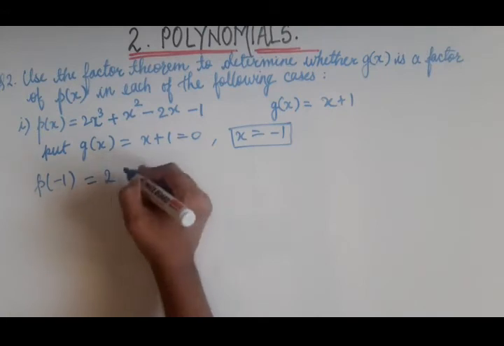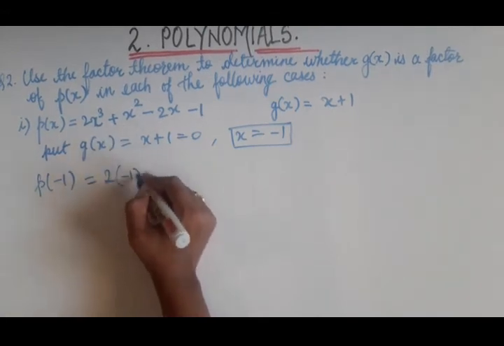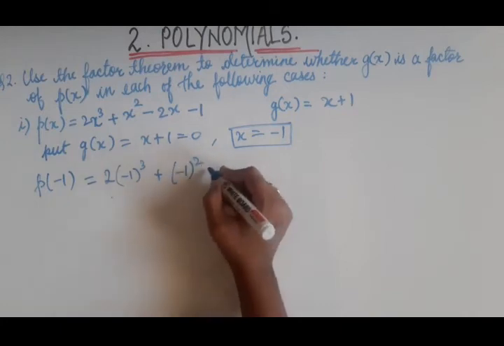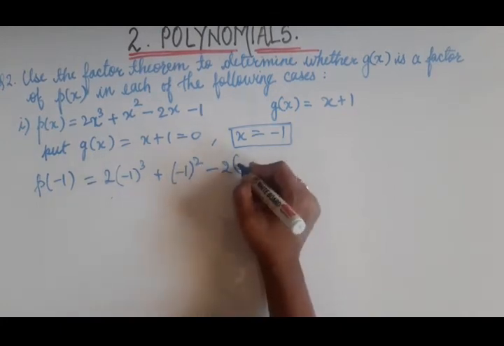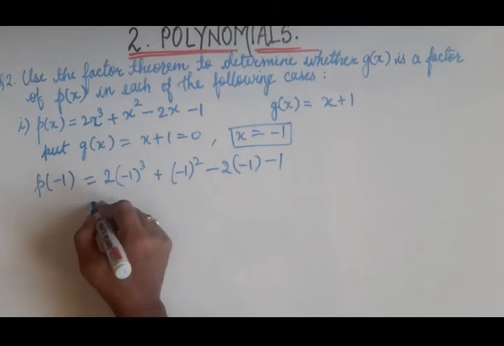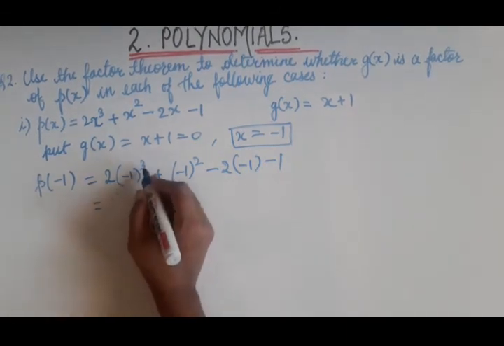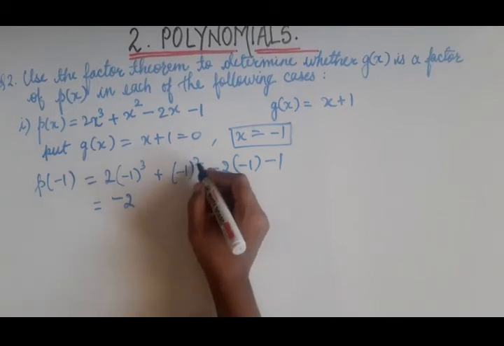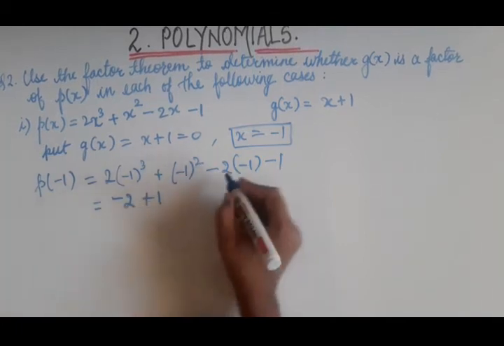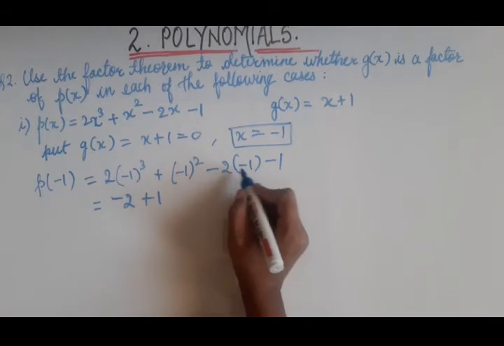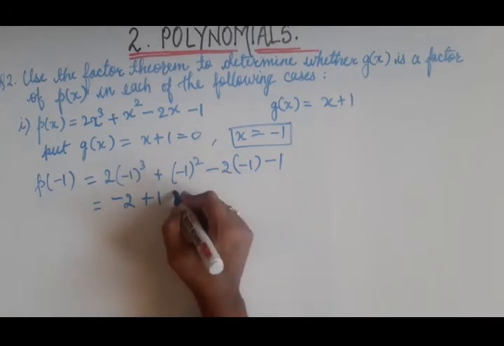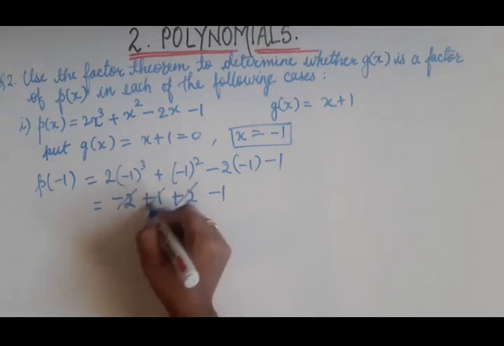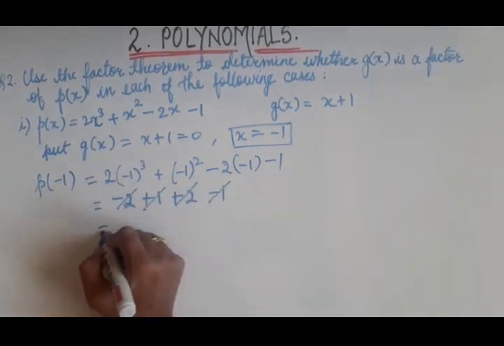You will get 2 into x cube, so it will be 2 into minus 1 cube, plus x square, so it will be plus minus 1 square, minus 2 into x, so minus 2 into minus 1, and minus 1. Now solve. Minus 1 cube will be minus 1. Minus 1 into 2 will be minus 2. Minus 1 square will be plus 1. So it will be plus 1. Minus 2 into minus 1: minus into minus is plus. And this minus 1 as it is. So minus 2 plus 1 minus 1, and what remains is 0.